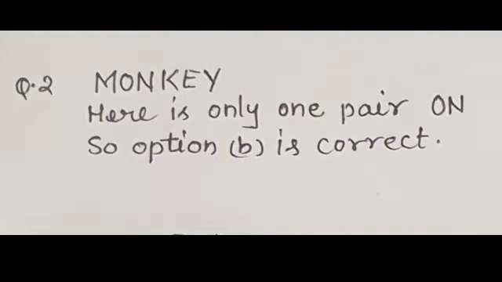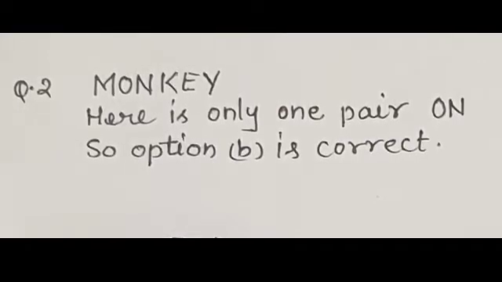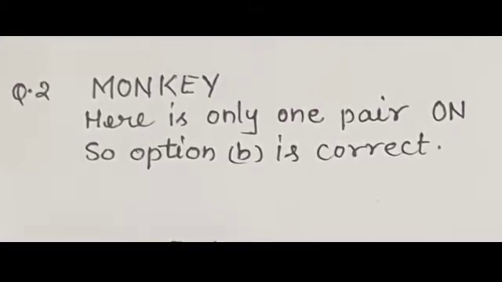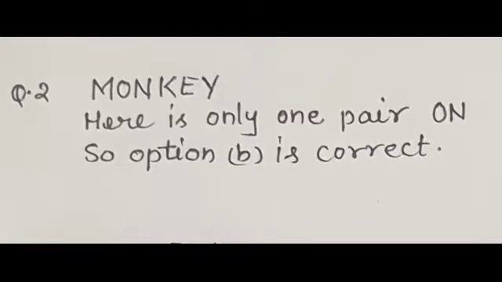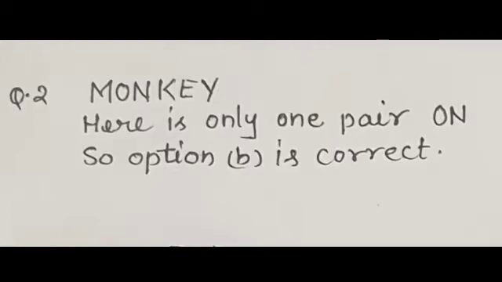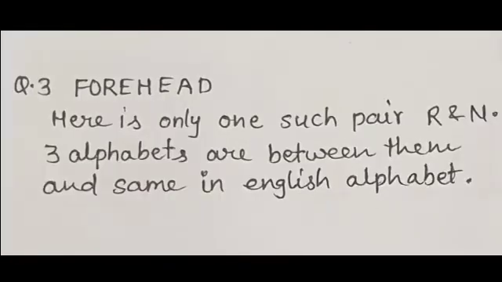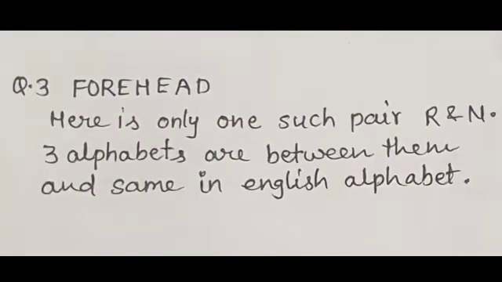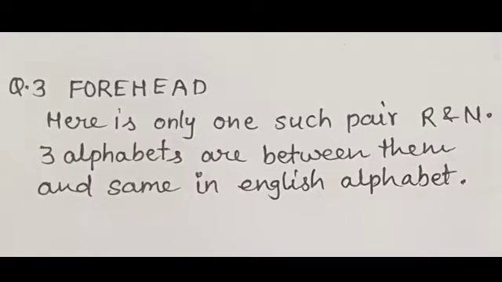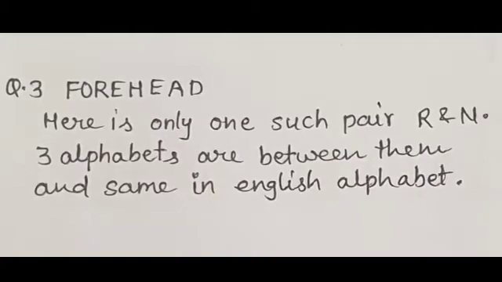We do the same thing in question number 2. The word given is monkey, and we have to find the pairs of letters that have the same number of letters in between in this word and in the English alphabet. Here there is only one pair, O-N, so option B is correct. A similar question is given in question number 3. The word is forehead. Here there is only one such pair, R and N. There are 3 letters between them, and the same in the English alphabet.